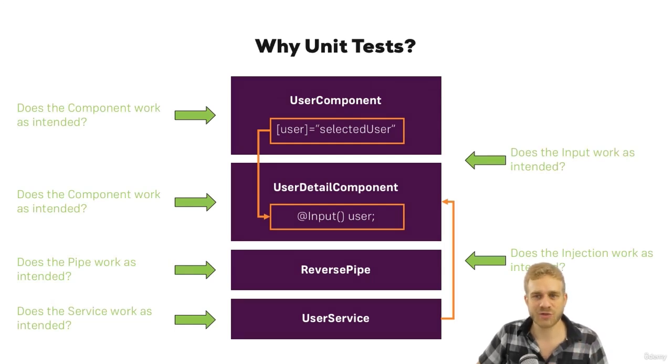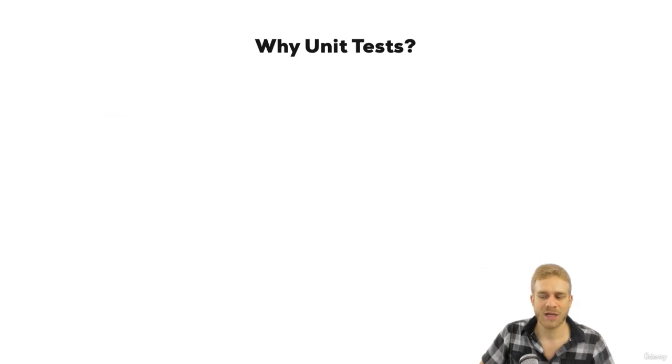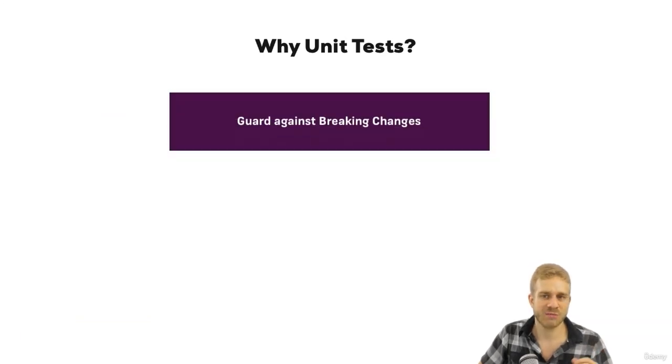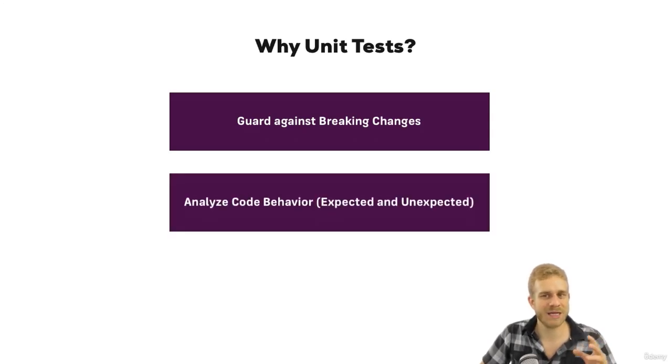So with the answers to our questions, the cool thing is unit tests allow us to guard against breaking changes, because we could say upon upgrading our Angular 2 application, we rerun all our tests and we see which tests now fail. If we know they worked before, we know which places in our application now are broken due to the update. We can also analyze our code behavior to detect both expected and unexpected results.